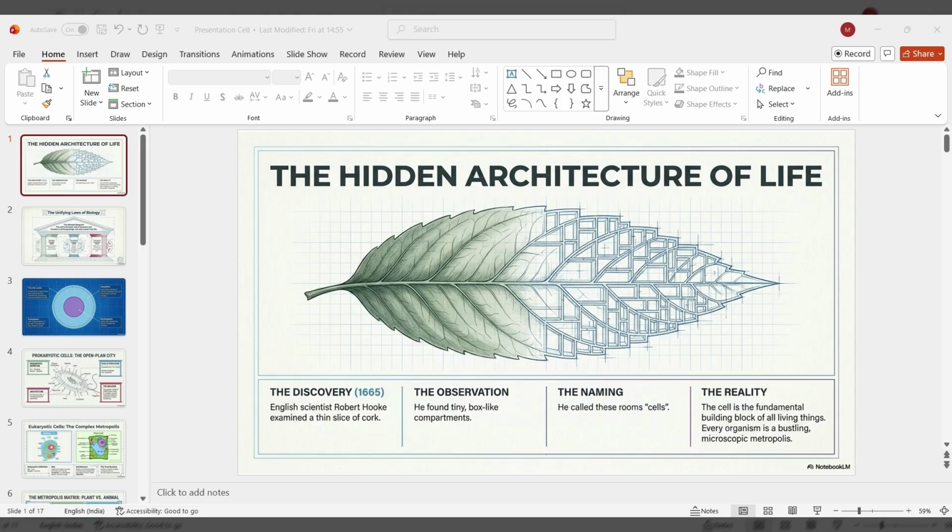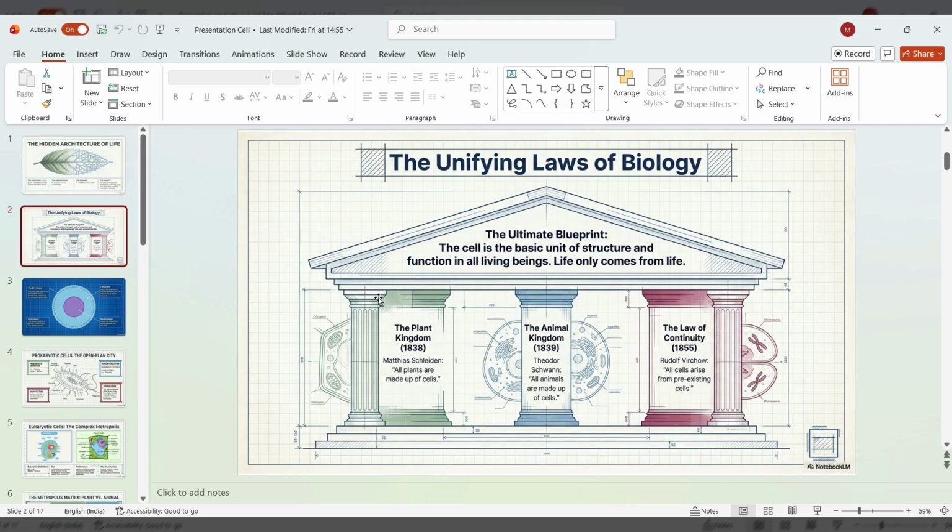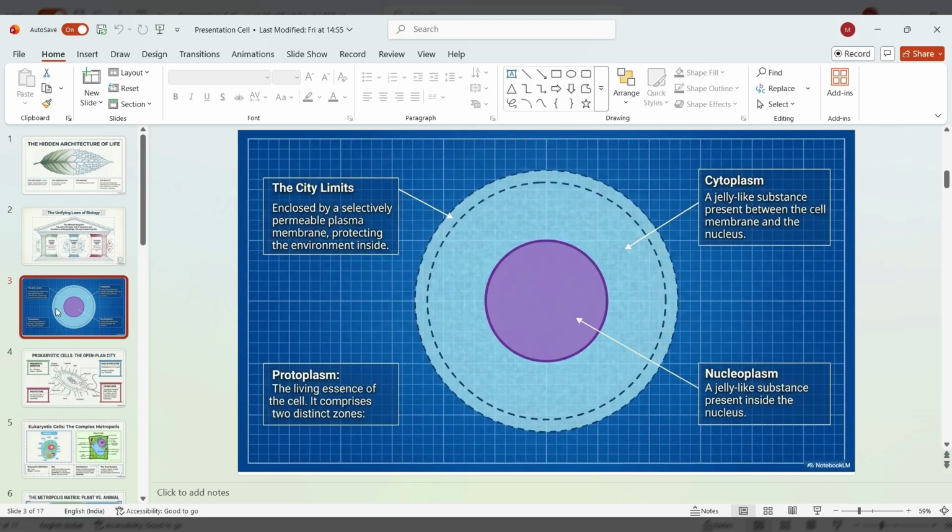Now you can see here on the next slide that there is a theory called the cell theory. Okay, cell theory is given by two scientists basically, Matthias Schleiden and Theodor Schwann. And one of the scientists, Rudolf Virchow, added one statement here. The question used to be asked, what is the statement added by Rudolf Virchow? So the answer is all cells arise from pre-existing cells. This is the statement added by Rudolf Virchow.